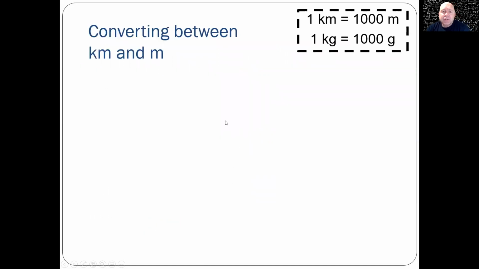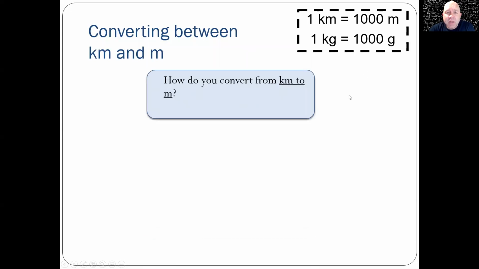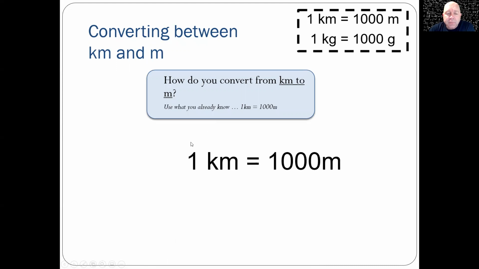So we can use that information to help us convert between the two. If we know that 1 kilometer is 1,000 meters and we know that 1 kilogram is 1,000 grams, then we can use that information to convert between them. So here's the fact that we know: 1 kilometer equals 1,000 meters. So if we want to turn any number of kilometers into meters, all we need to do is multiply by 1,000. If I had 5 kilometers, then that multiplied by 1,000 will be 5,000 meters. 10 kilometers, 10,000 meters, and so on.